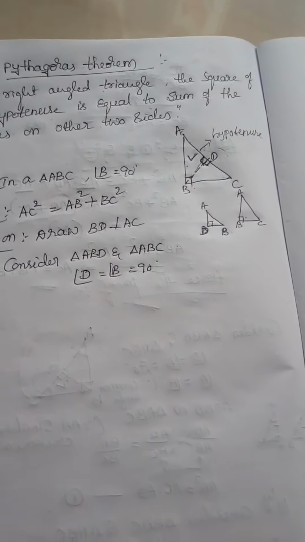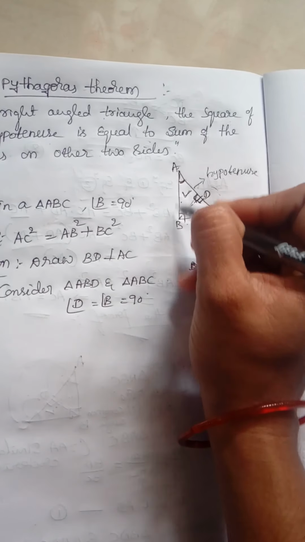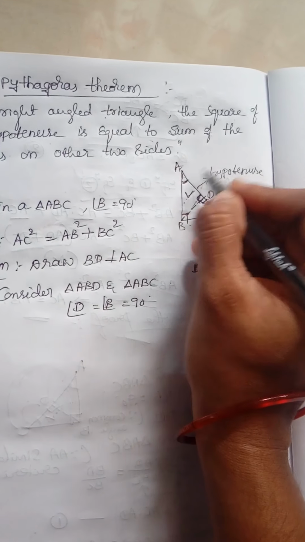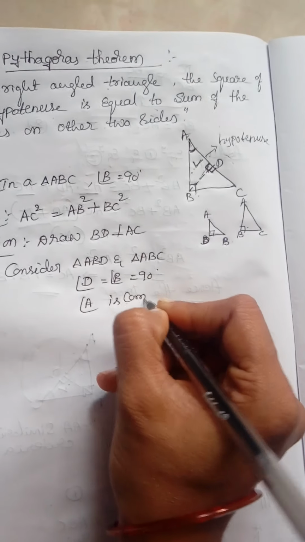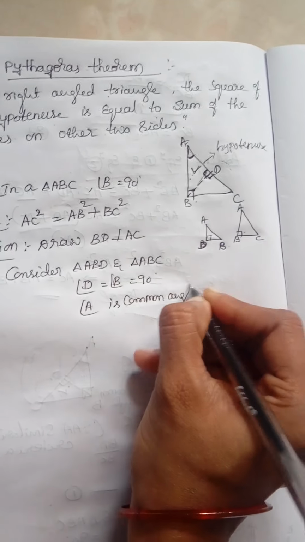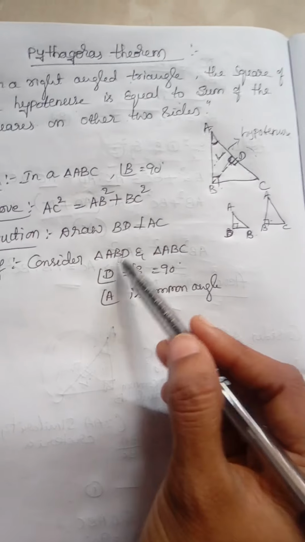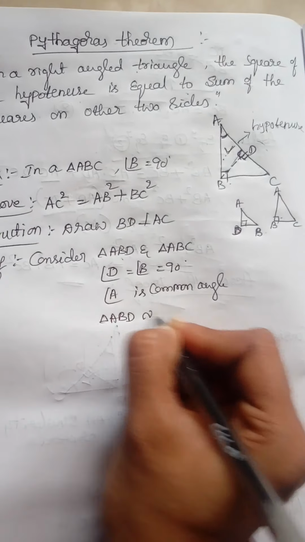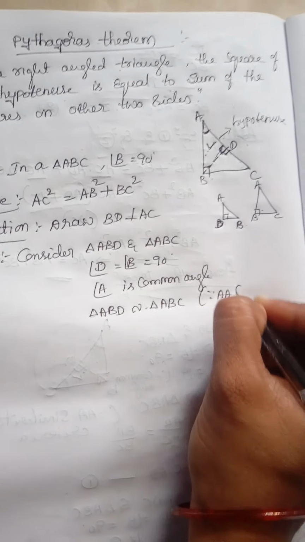One pair of corresponding angles is equal. The other is angle A, which is common for both the triangles. A is in ABD and A is in ABC also. Therefore, angle A is the common angle. By AA similarity criterion, when two corresponding angles are equal, the two triangles are similar. Triangle ABD is similar to triangle ABC by AA similarity criterion.